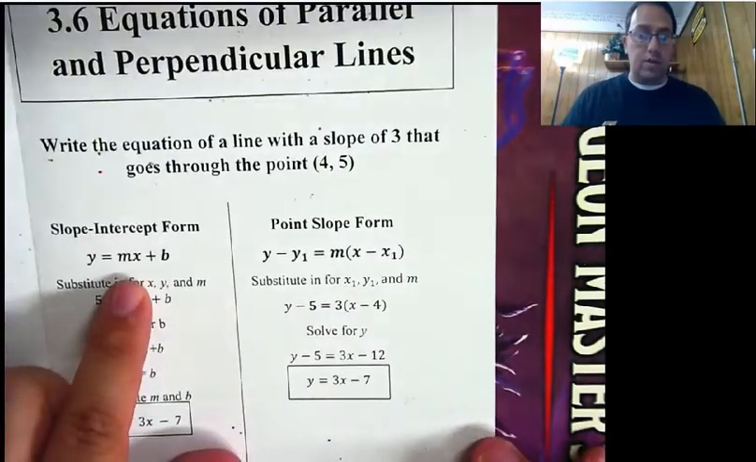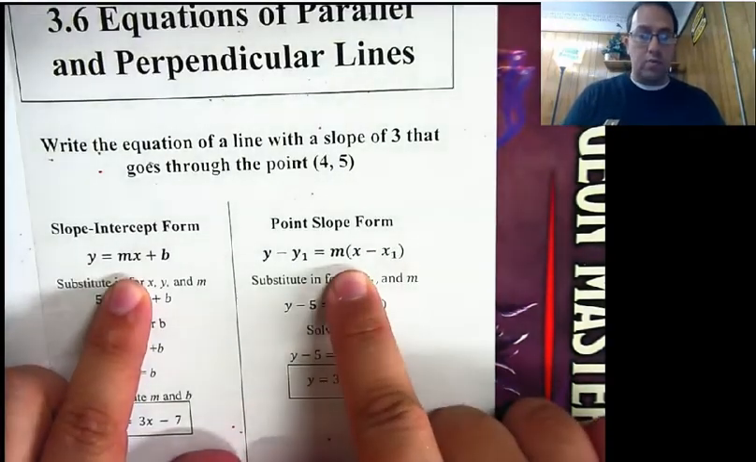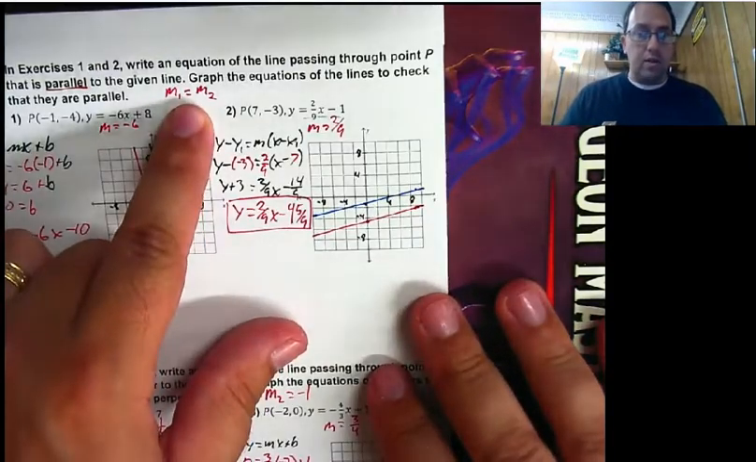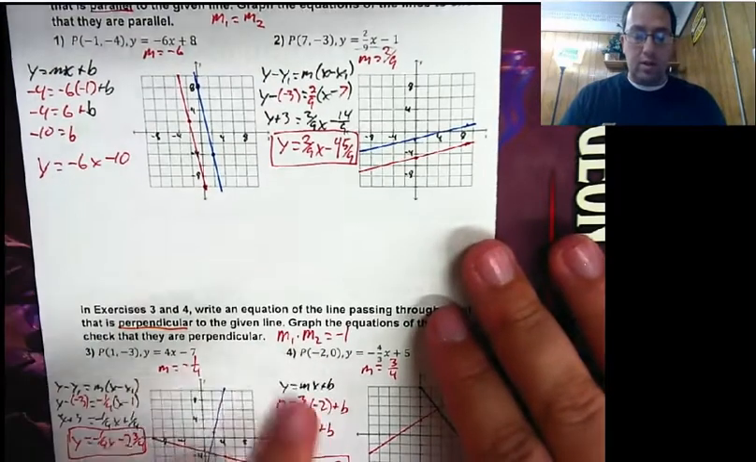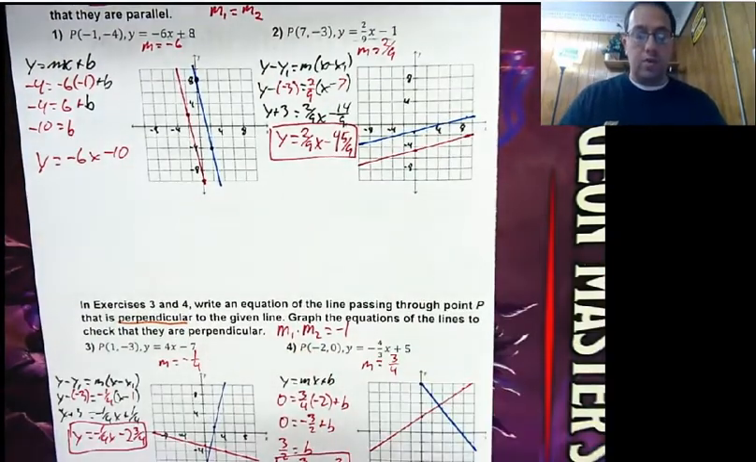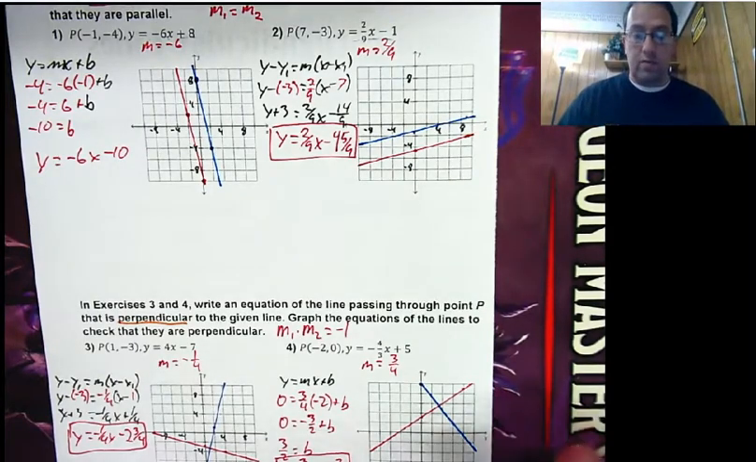Again, remember, you can use either slope-intercept form or point-slope form. Slopes of parallel lines are the same. Slopes of perpendicular lines are opposite reciprocals, or they multiply to -1, whichever way you like it.